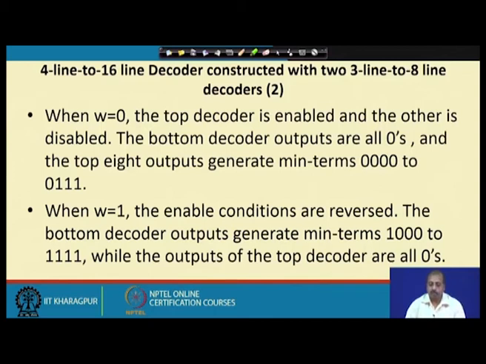So, that corresponds to those min terms, the 8 outputs will be there. And when w equals 1, the enable conditions are reversed, that is, the upper decoder is now disabled and the bottom decoder is now enabled. So, it will realize the functions min terms 1000 to 1111, and the upper decoder will be outputting all zeros.